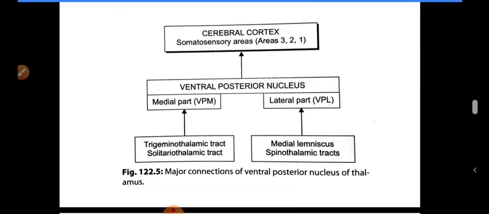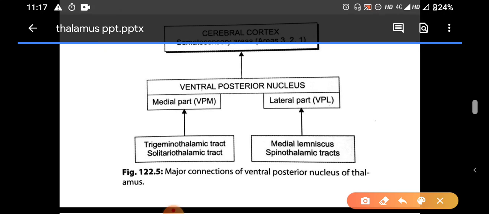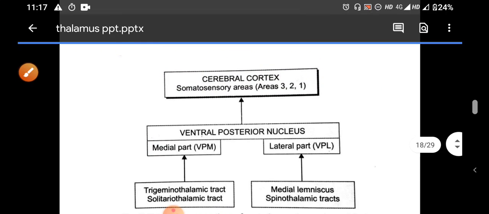So here the ventral posterior nucleus, which is divided into ventral posterior medial and ventral posterior lateral nucleus. From the trigeminothalamic tract, the afferents will come to the ventral posterior medial, and from the medial lemniscus the afferents will come to the lateral part. Then from the ventral posterior nucleus it relays to the cerebral cortex, somatosensory areas 3, 2 and 1.